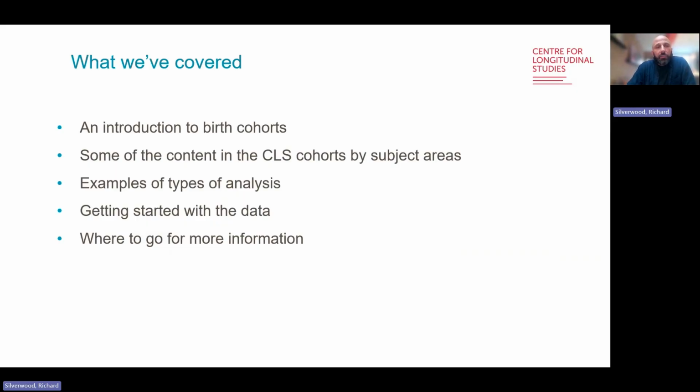And I will wrap up there. So we have had an introduction to the birth cohorts. Morag's given lots of information on the content by different subject areas. I've given a brief overview of some of the types of analysis you might want to undertake, as well as how to access the data and where to go for more information.